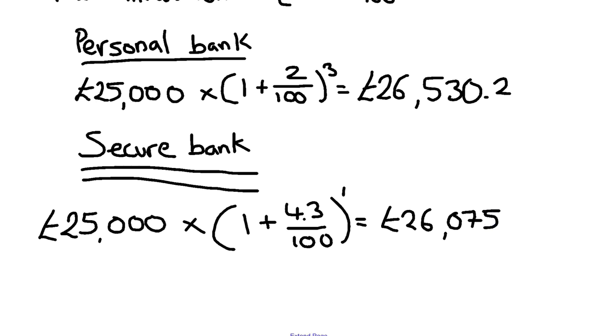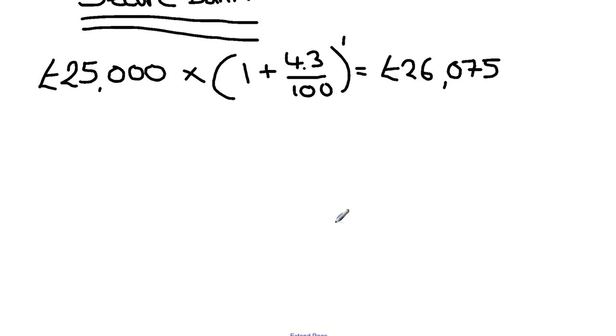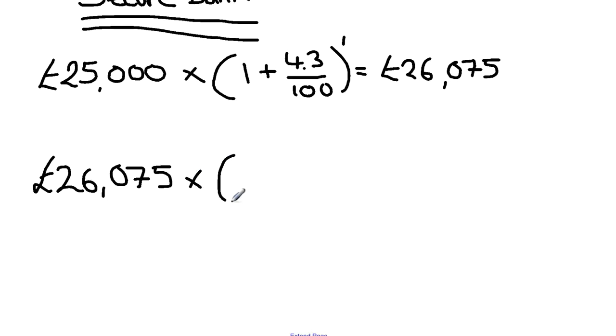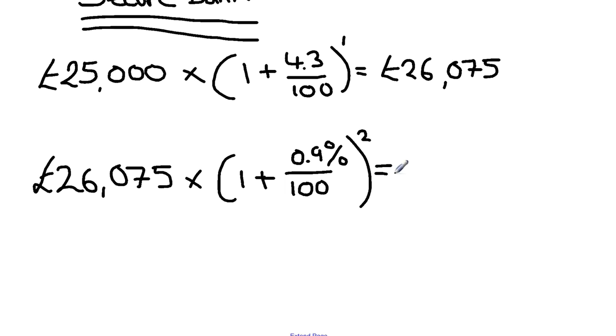Now the initial investment is 26,075 pounds. So all I'm going to do is substitute those values into the equation. So it's 26,075 pounds, multiply it by open brackets 1 plus 0.9 over 100, so that should be 0.9%, raised to the power of 2 years, and when you input this into the calculator, you should get 26,546 pounds and 50 pence.